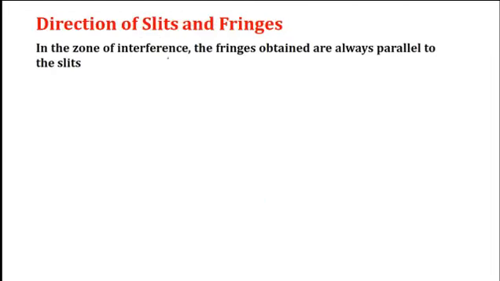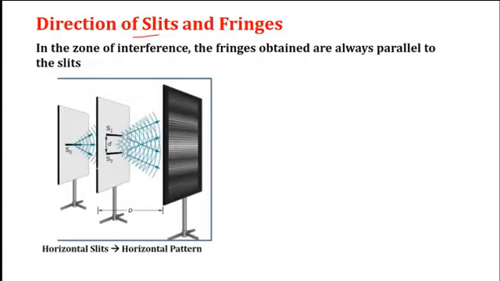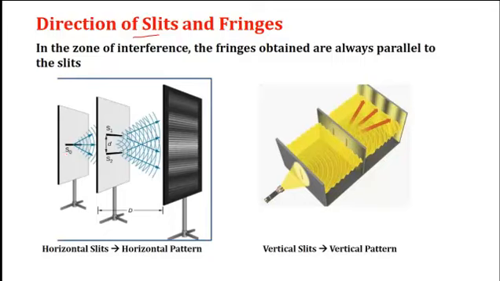Note concerning the direction of slits and the fringes obtained. If we look carefully at these two schemas, S0 is the primary source. Here, the secondary sources or the slits are placed horizontal. The interference pattern is also obtained horizontal. And if we take two vertical slits, the interference pattern or the fringes are also vertical. Therefore, if we have horizontal slits, the pattern is horizontal. In general, the pattern is always parallel to the direction of slits.